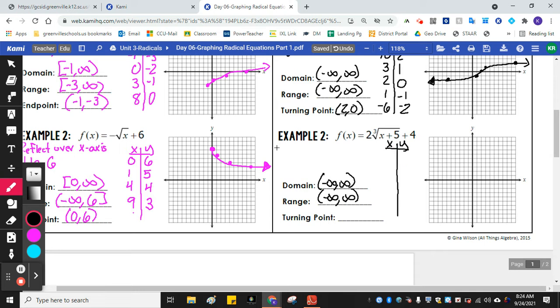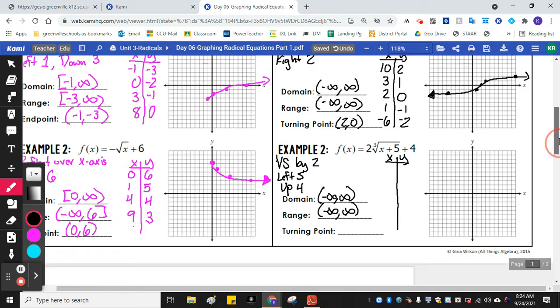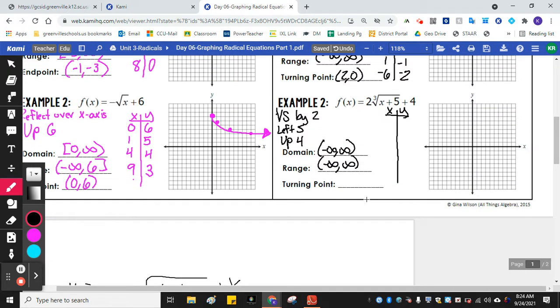Okay, transformations. The 2 is a vertical stretch by 2. Plus 5 is going to be left 5, and the plus 4 is up. So left 5, I'm moving all those original points left 5. So I'm moving negative 8, negative 1, 0, 1, and 8 left 5. So I'm going to minus 5 from all those. So I get negative 13, negative 6, negative 5, negative 4, and 3.